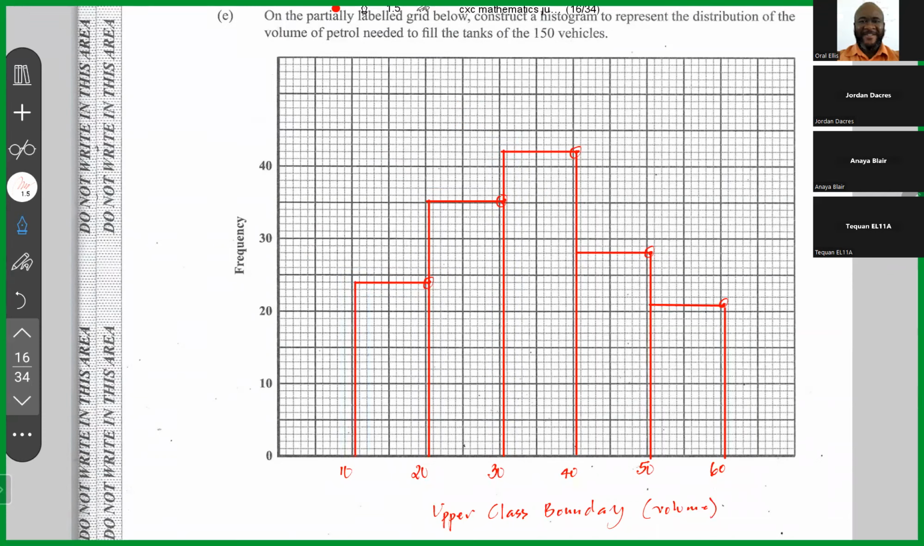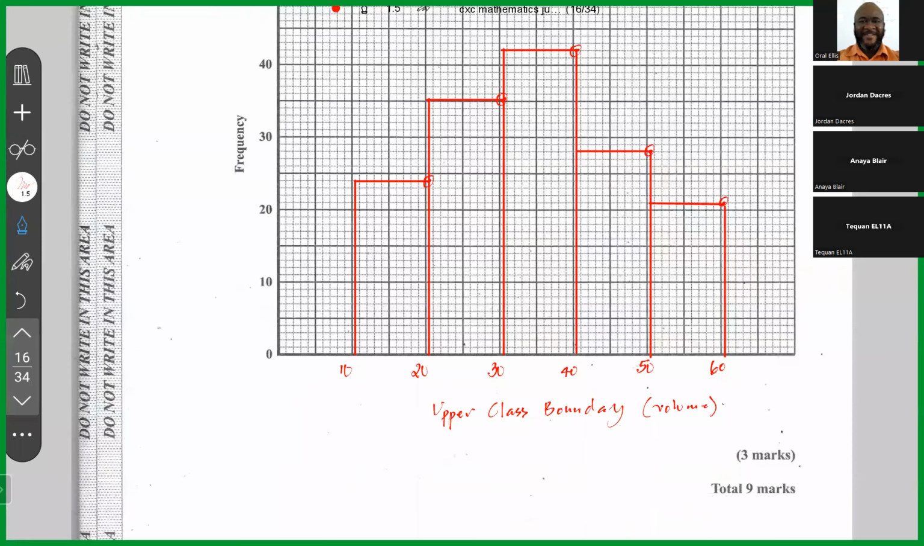All right, what you have to remember to draw this is that for your histogram, you need to use your upper class boundary and the frequency. You had to come up with your own scale at the bottom. The examiner didn't give you a scale at the bottom. And what I had to bear in mind is that it had to go to 60. So I used a scale of 2 centimeters to 10 liters. All right, that's it.